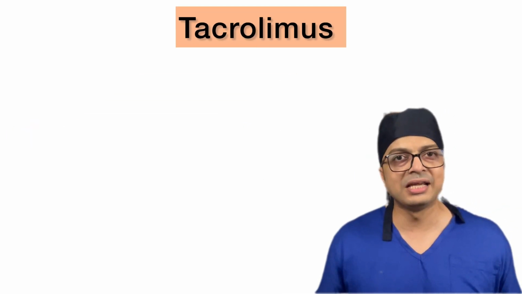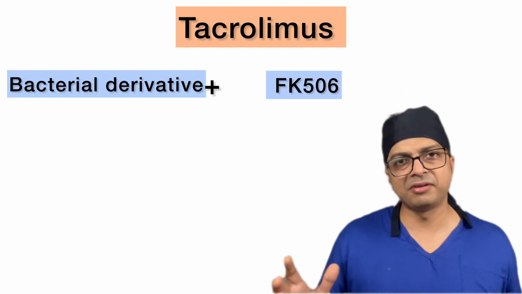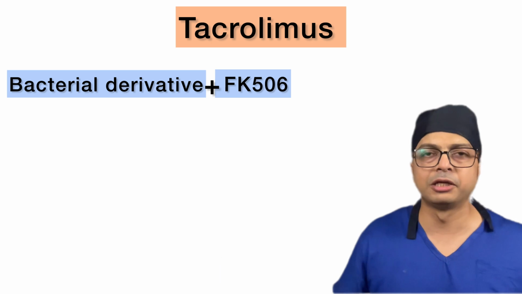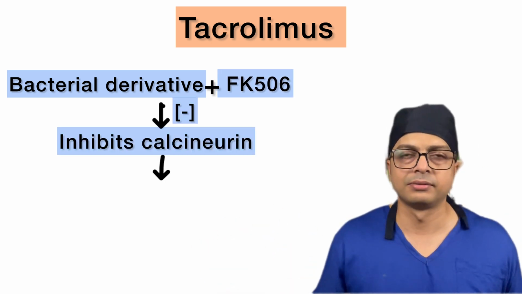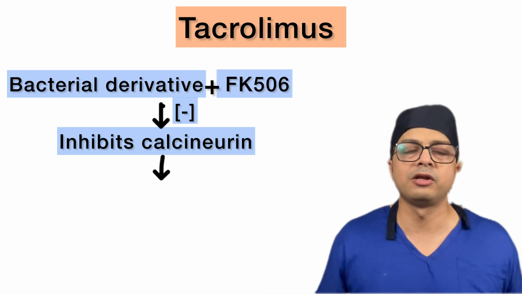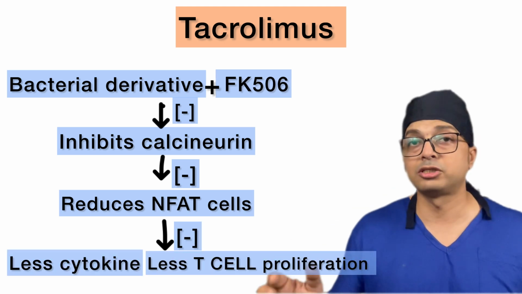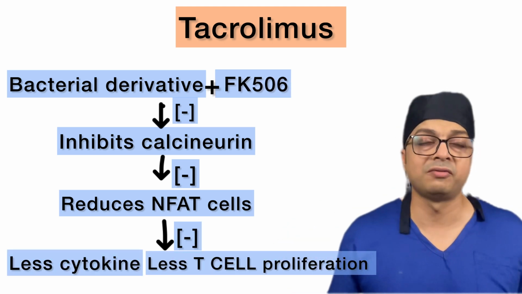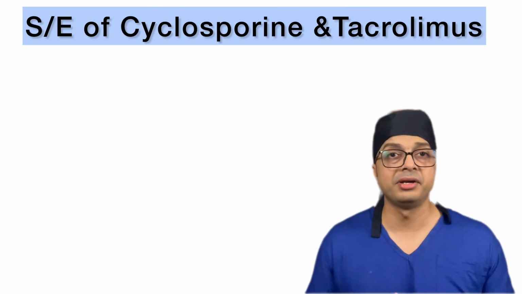Friends, now coming to tacrolimus. Tacrolimus here is a bacterial derivative and it binds to a protein, FK506. The name is very peculiar, and this complex then inhibits calcineurin. And the same process repeats. The inhibition of calcineurin causes again the reduction of NFAT, and hence the production of cytokines and proliferation of T cells decreases.